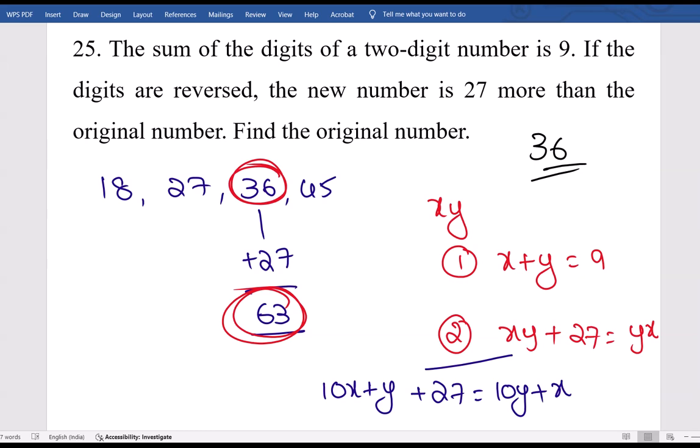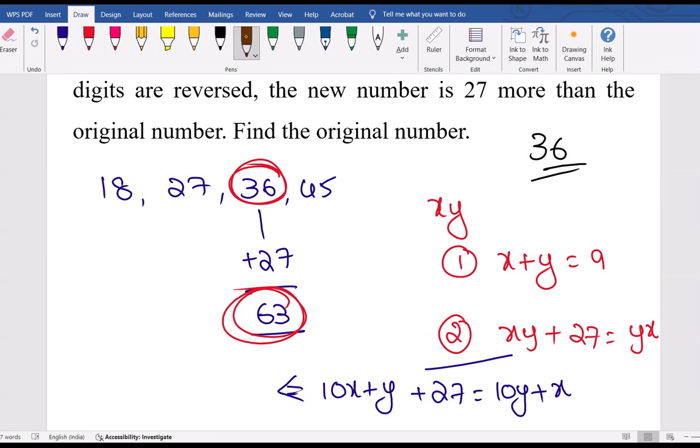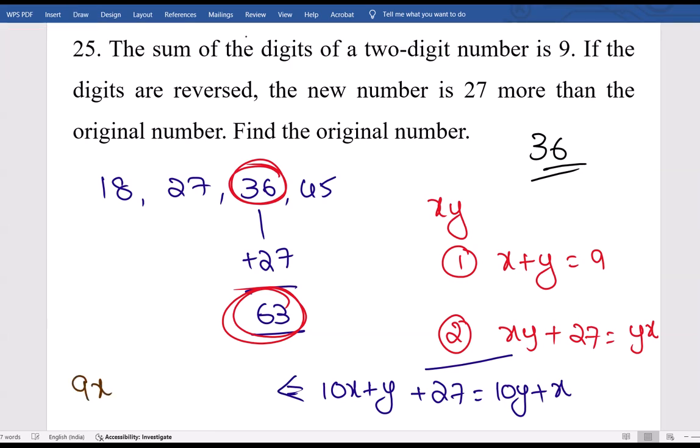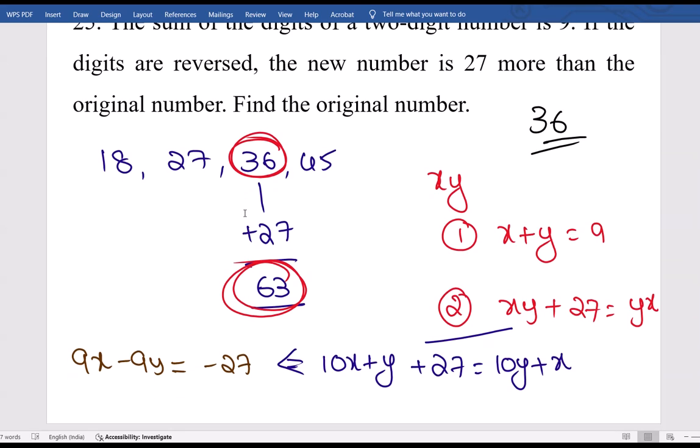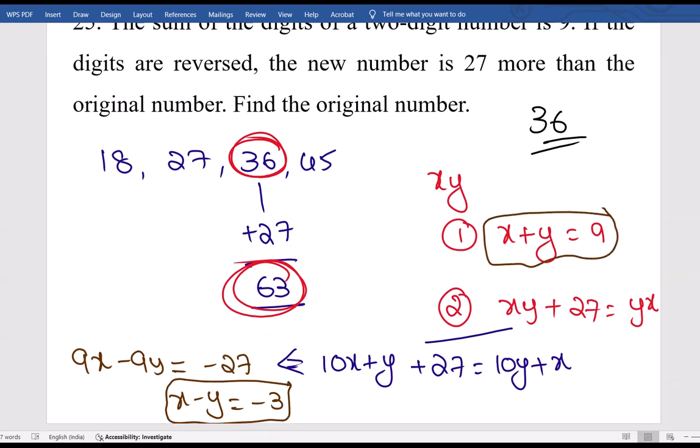Now what will happen? 10x and x. Simplify this equation more. Left side 10x, right side x, 9x minus 9y plus 27 equal to 0, or this 27 can be sent to the other side, equal to minus 27. From this, x minus y equal to minus 3. Now I think this will give the idea. X minus y is minus 3, x plus y is 9. Can we find x and y? Adding those two, y gets cancelled. 2x equal to 6, x equal to 3.